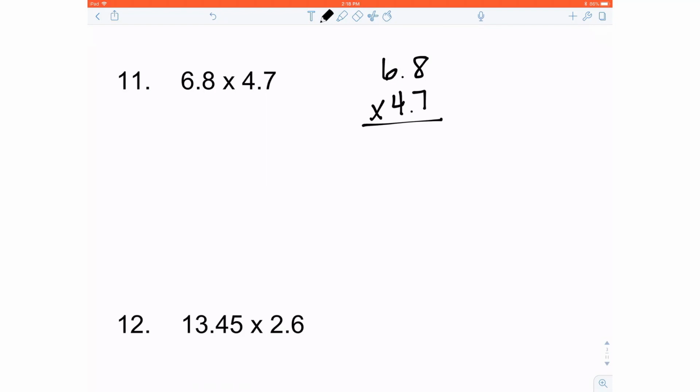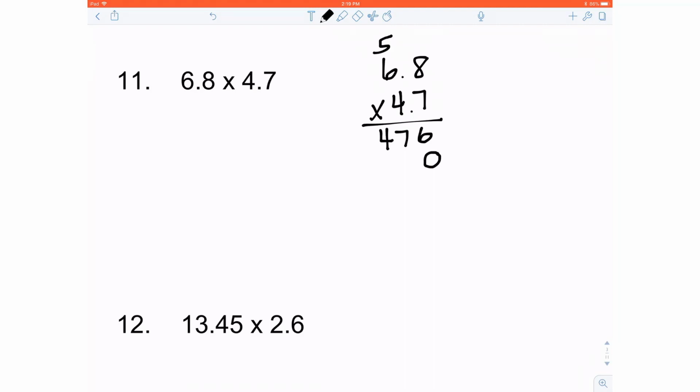So we're going to do 7 times 8, which is 56, we put a 6 here, and we carry a 5. Then we do 7 times 6, which is 42. We're going to add that 5 that we carried over, which makes it 47. And we're going to fill in with a 0.